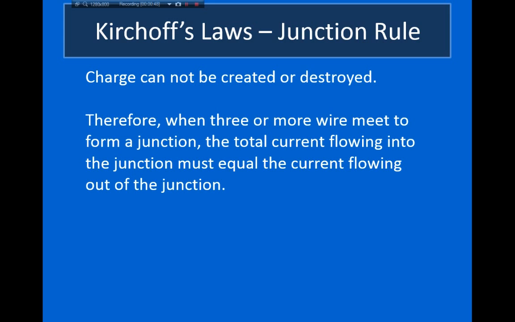And what the junction rule says is that anytime you have three or more wires that meet up at a point, for example, if I have something like this point right here where these wires meet, it is called a junction. And what the junction rule says is that the current that flows into the junction has to be equal to the current flowing out of the junction.